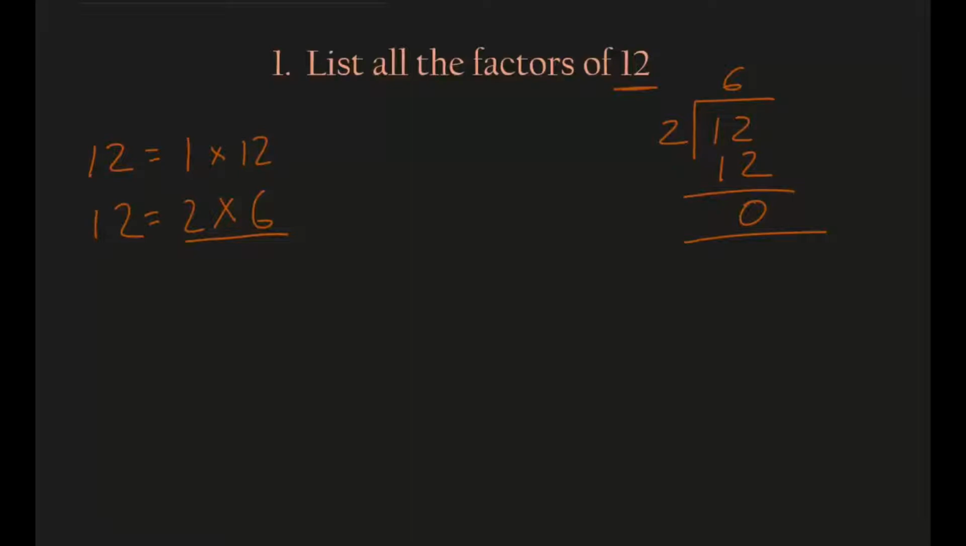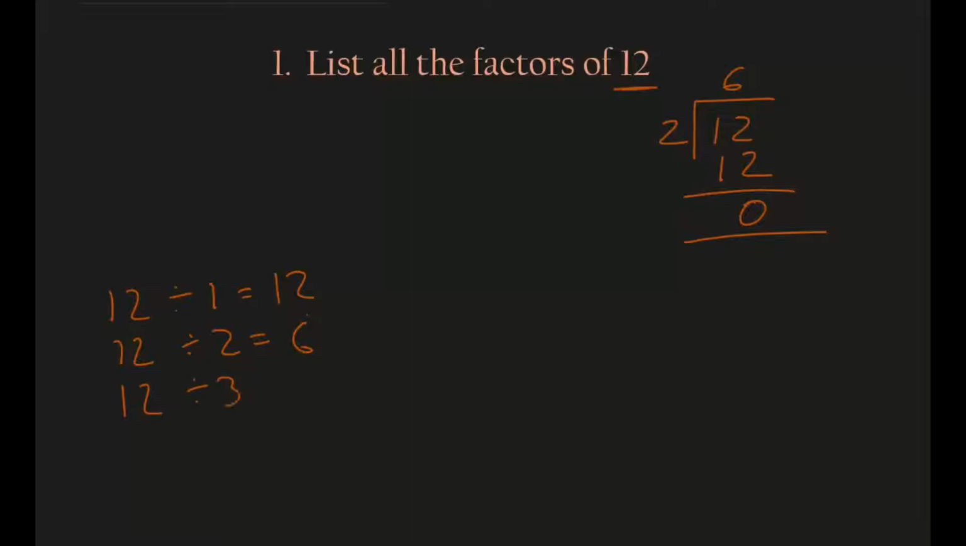Now, to list the factors, we're just going to do it like this. 12 divided by 1 equals 12. So we have a factor right there. And then we can do 12 divided by 2 equals 6, and then we have another factor. So we can keep listing like that. Let's find all the factors of 12. Then we can do 12 divided by 3, which would be 4.